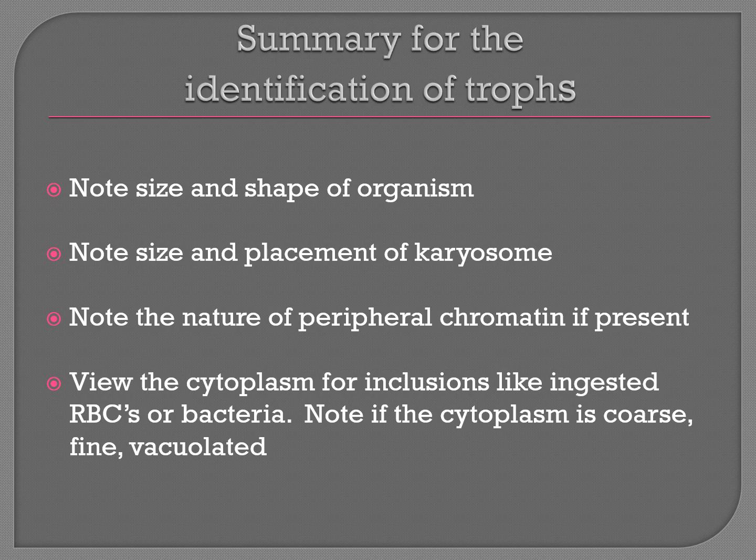Make sure that you're taking a look at the cytoplasm for inclusions like ingested RBCs and bacteria, because as you recall, the trophozoite is the feeding form. Note if the cytoplasm is coarse, fine, or vacuolated. You do want to look at the cytoplasm closely, especially if you're trying to differentiate between E. coli and E. histolytica. E. coli has a bubbly and dense-looking cytoplasm, whereas Entamoeba histolytica has a fine, granular, or lacy cytoplasm.